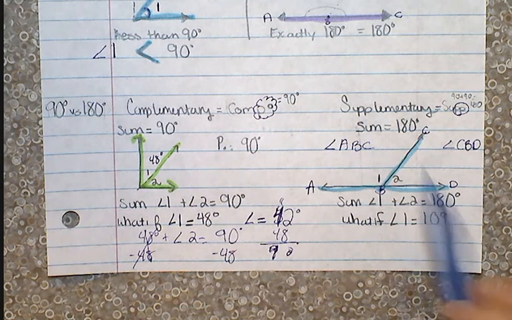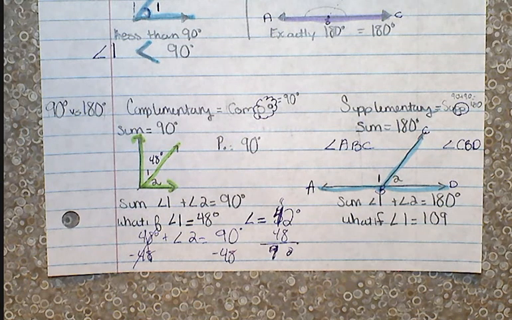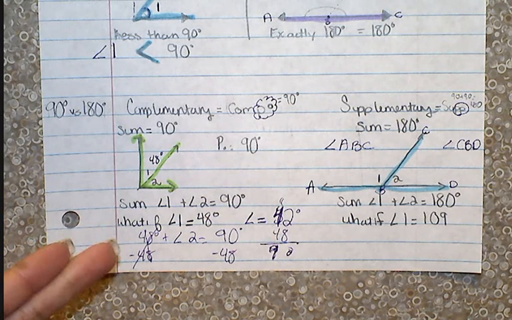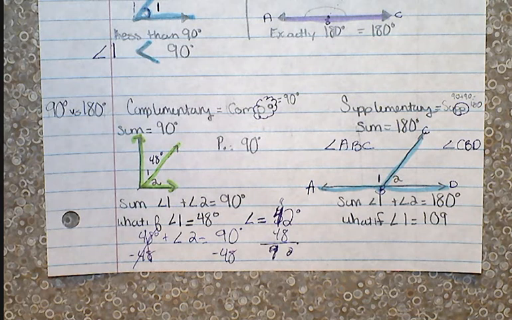In supplementary, how many P's do you see? 2. So you got 2 P's, and each P is worth 90. So if you got 2 P's and you add them together, what do you get? 180. So supplementary, 2 P's, 180. Complementary, 1 P, 90. Okay? All right.